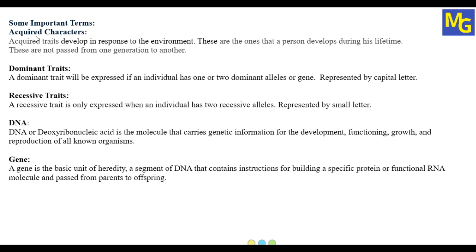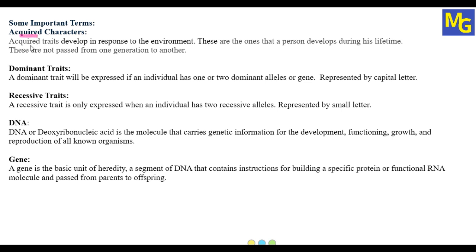So what is an acquired character? We have two types of characters. One is inherited character and one is acquired character. Inherited, as we have just seen, is the character which is passed from parents to the offspring and which is present at the time of birth. That is called inherited, which comes through genes. And what is acquired? Acquired means which is gained.